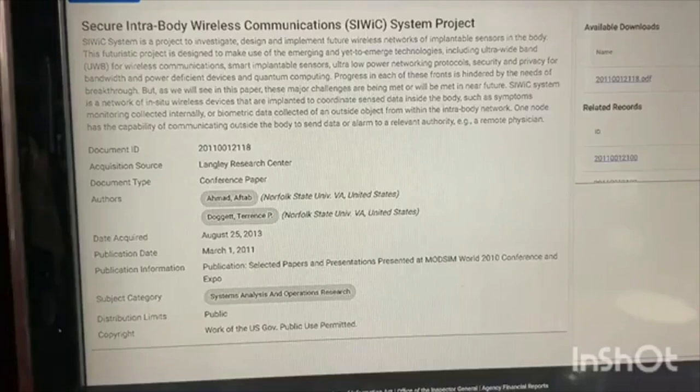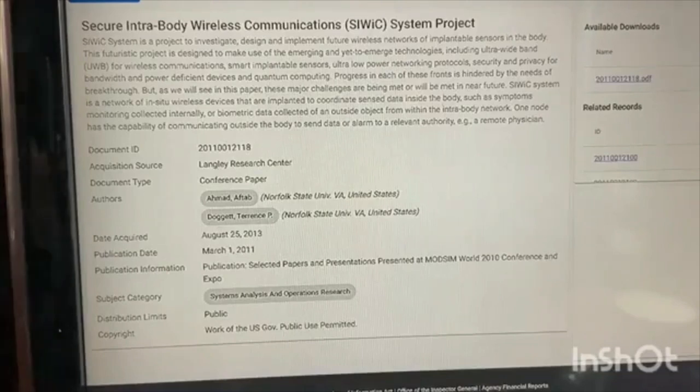Secure Intrabody Wireless Communication, SIWC, is a project to investigate, design, and implement future wireless networks of implantable sensors in the body. This futuristic project is designed to make use of the emerging and yet to emerge technologies, including ultra-wideband for wireless communication, smart implantable sensors, ultra-low power networking protocols, security and privacy for bandwidth and power-deficient devices, and quantum computing. Progress in each of these fronts is hindered by the needs of breakthrough. But as we see in this paper, these major challenges are being met or will be met in the near future.